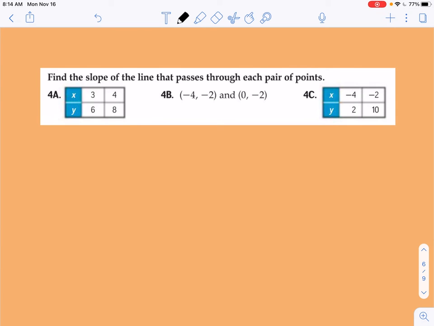So what I want you guys to do for the sake of this video is stop the video and try these 3 problems. And then I will go over these with you.